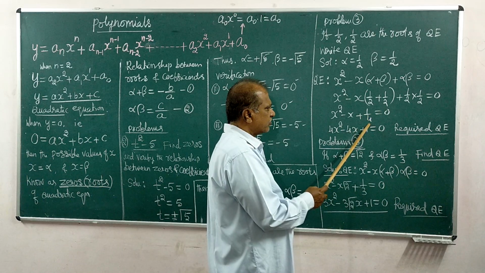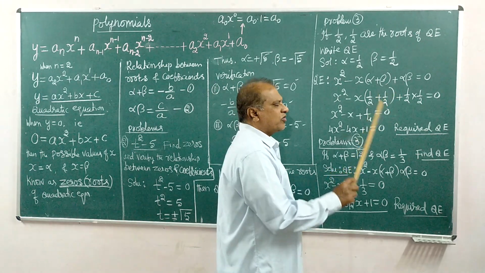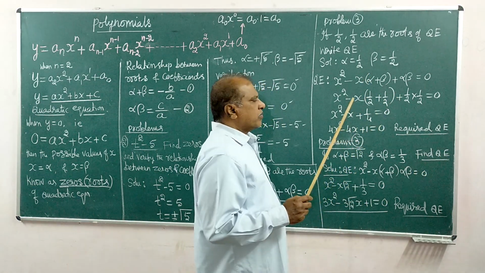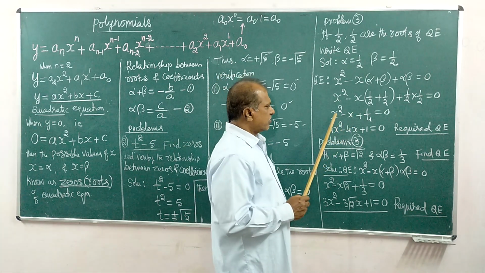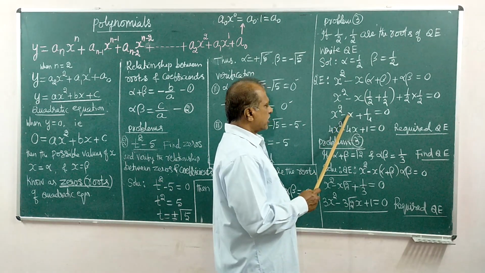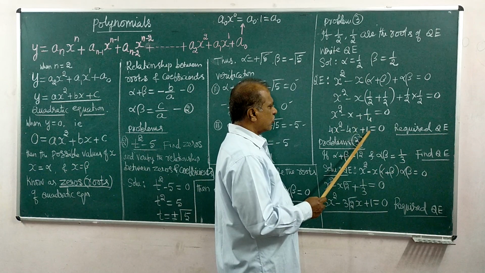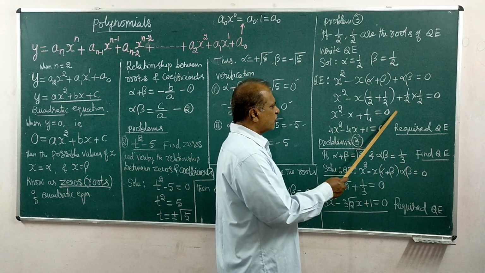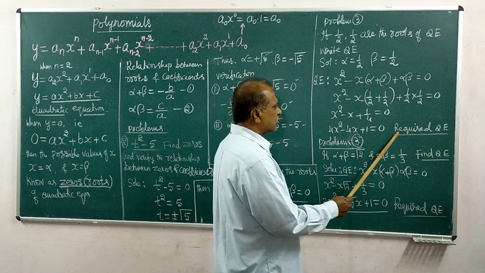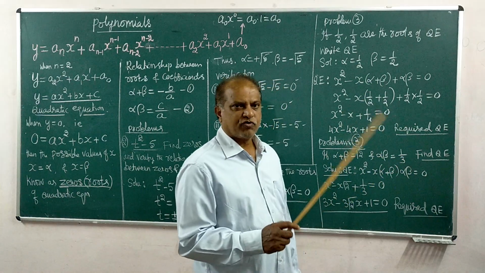Here a fraction is there. Clear the fraction. Multiply the equation throughout by 4, because the right hand side is 0. Term by term, multiply the left hand side. First term into 4, 4x square. Second term into 4, minus 4x. Plus 1 by 4 into 4, 1, equals 0 into 4, 0. The equation is reduced to a quadratic equation. That is the required quadratic equation with usual coefficients.